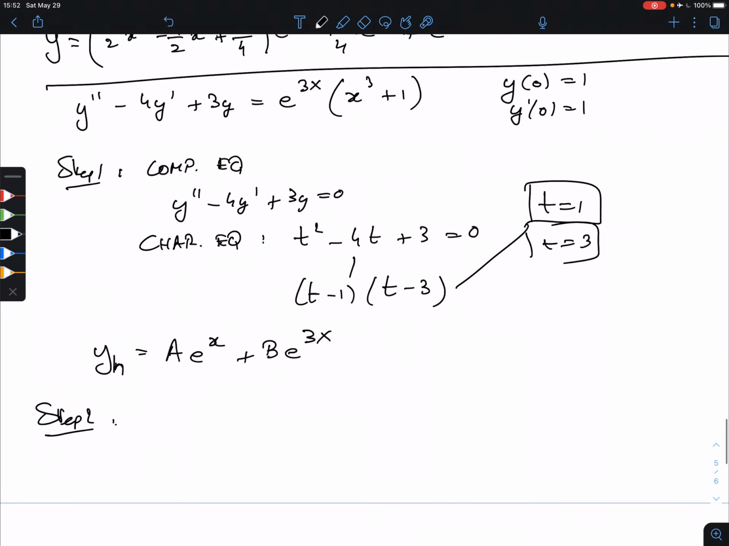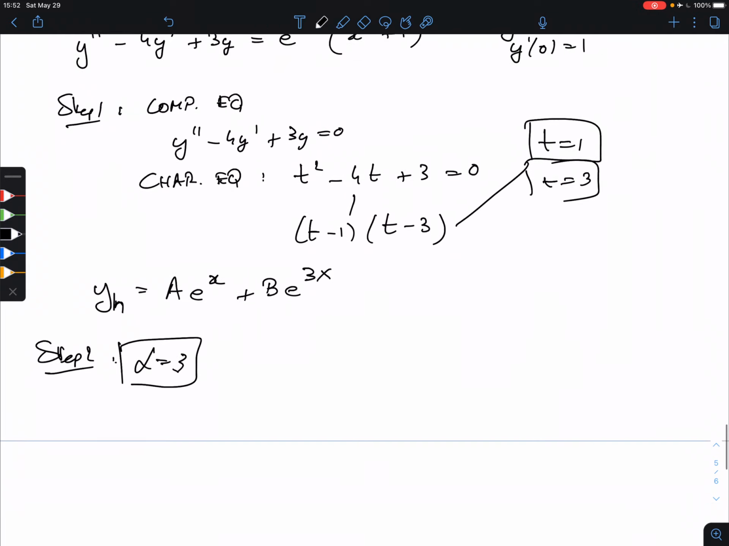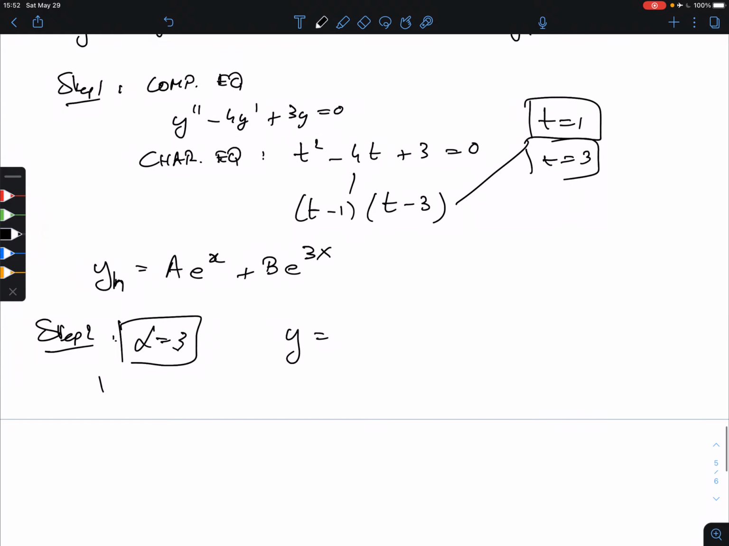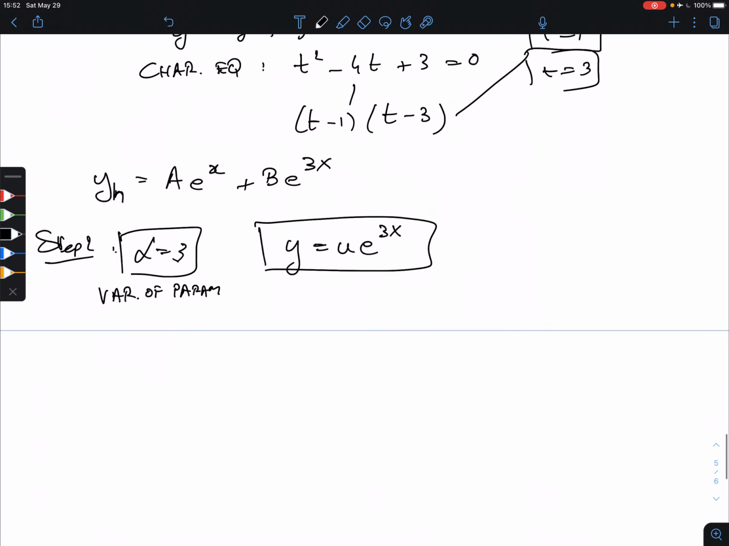In step 2, since alpha is 3 here, what we need to do now is use our variation of parameters technique, right? It basically means introduce this u here, but in a special way. Alpha is again 3, it's the same as before, but it depends on what alpha is, right? So we took another example here with alpha 3. This is how we're going to try to find a solution of this form, okay? And we know that this will transform into something nice, as you'll see again as before.